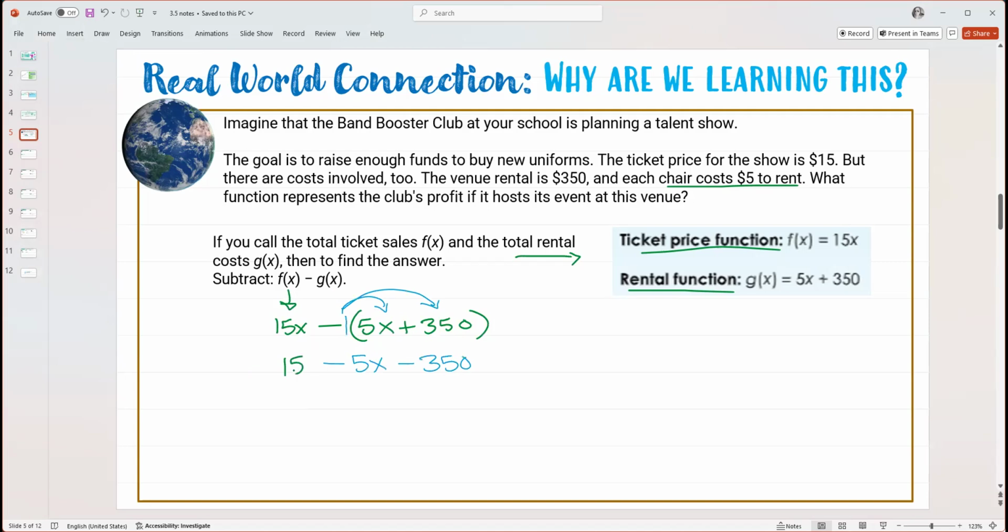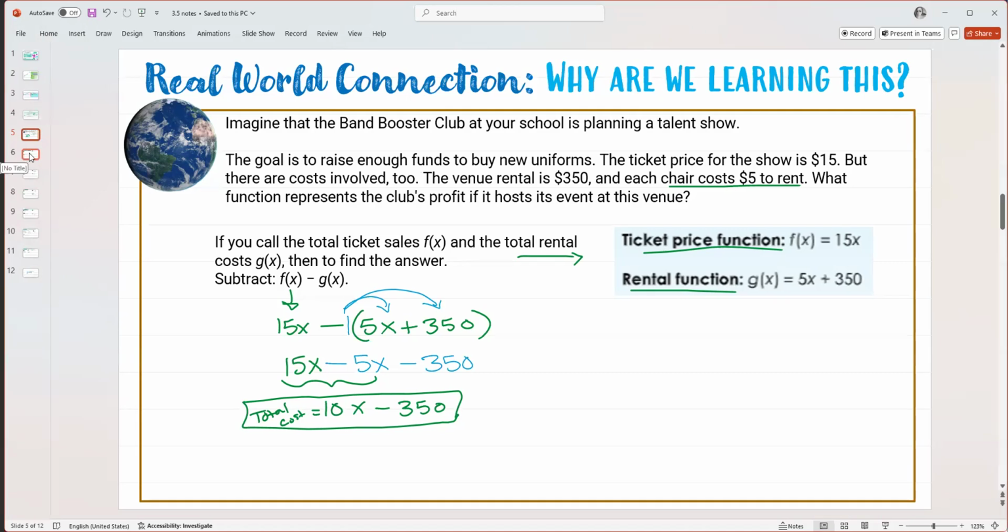So I'm just going to put that 15x up front. The only thing you have to do now is combine like terms. So 15x's minus 5x's is going to give us 10x's and then minus 350. There's nothing else you can do. This equals our, I guess this would just be our total cost. There you go. It'd just be 10x minus 350. So that's the bulk of what we're doing today.